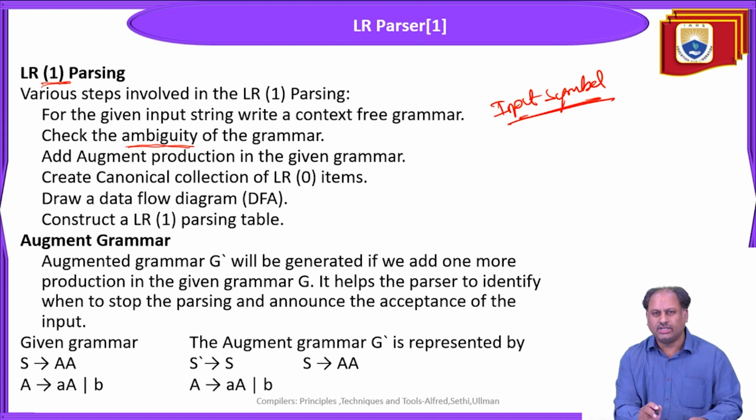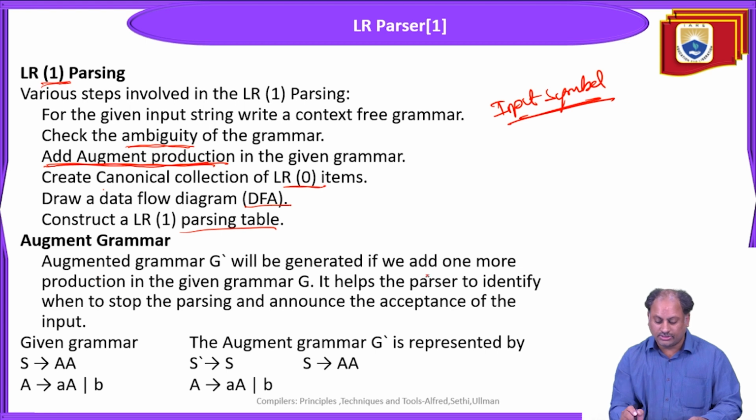Not only LR parsing, but any type of parsing, CLR or SLR, we have to take care if any ambiguity arises. After checking the ambiguity, first add an augmented production for the given grammar, and the second step is to find the canonical collection of LR(0) items. Then we have to draw the data flow diagram and then construct the parse table. Previously, with different examples, we have seen how ambiguity is eliminated, so we have considered an ambiguity free grammar in this given example. But we have to consider what is meant by augmented grammar.